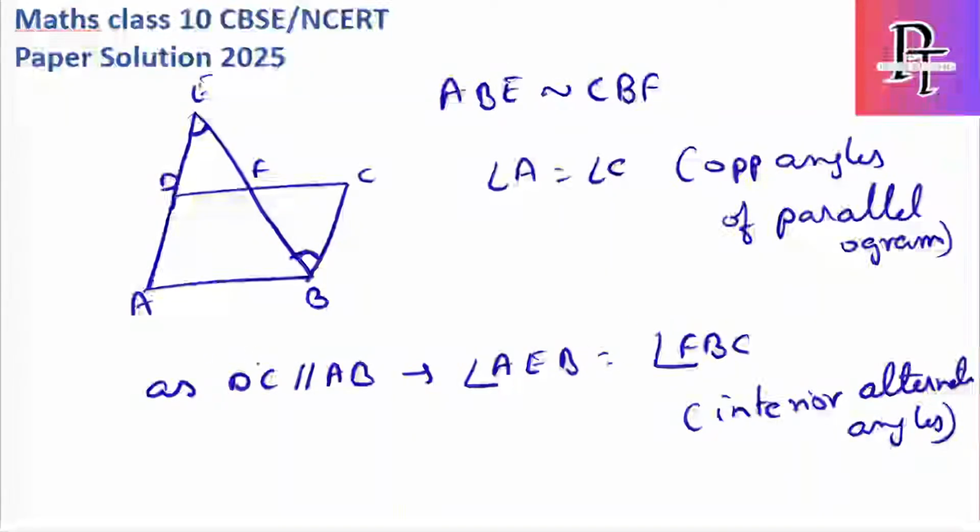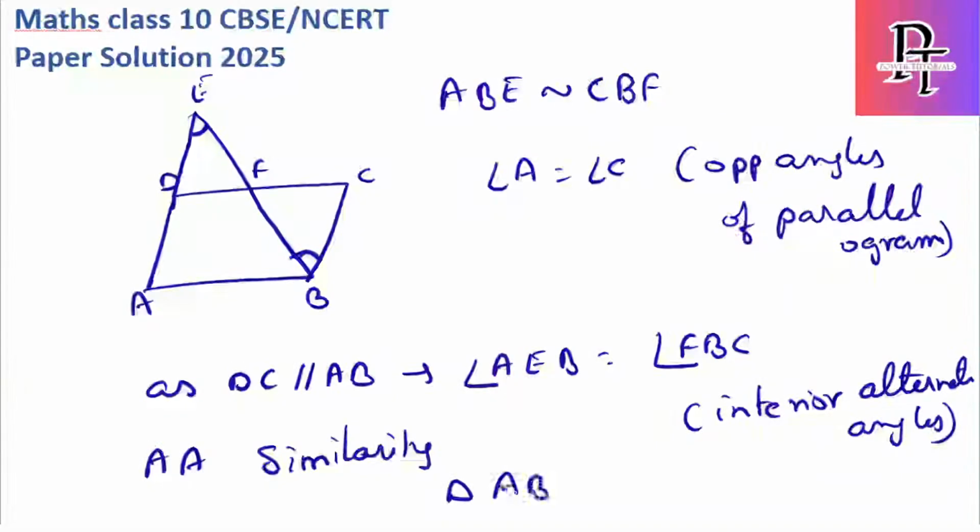If two angles are equal, then I can use AA similarity. I can say triangle ABE is similar to triangle CBF. Okay, don't write equal to, it is not congruent. These are just similar, so you have to use the tilde symbol.